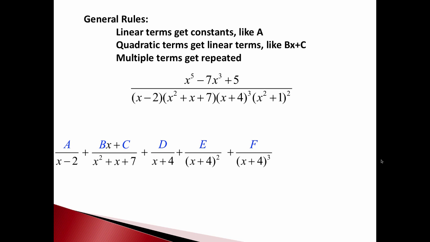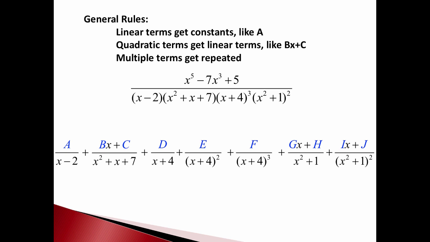Okay, last bit. This is an irreducible quadratic, x squared plus 1, and it's in there twice. It's x squared plus 1, the whole thing squared. So an irreducible quadratic gets a gx plus h on top of it, but it's repeated. Notice there's two of them down there in the denominator. So not only do I have an x squared plus 1, I also have an x squared plus 1 all squared. And it gets an ix plus j on top of it.